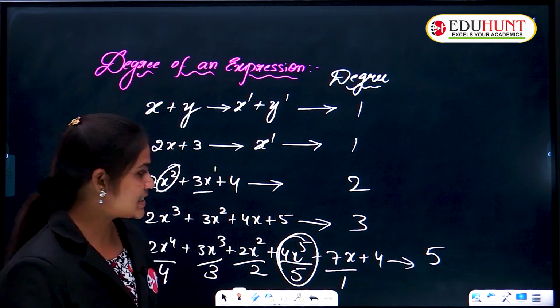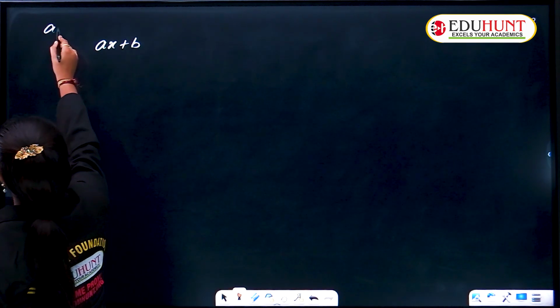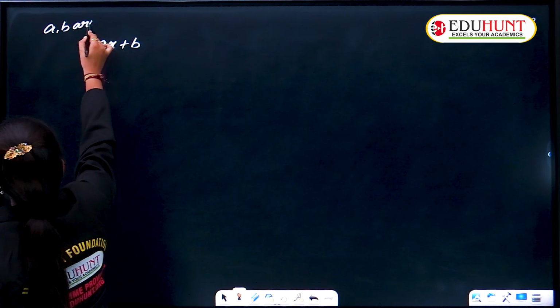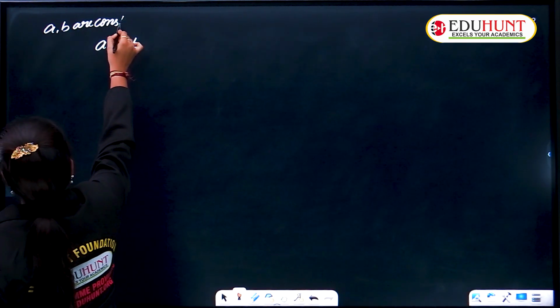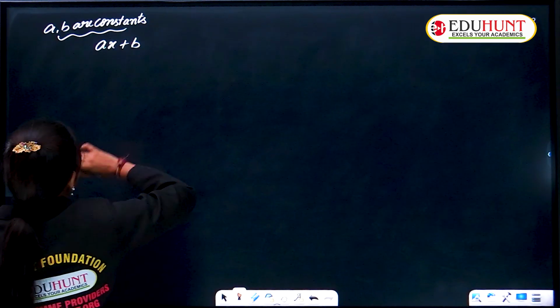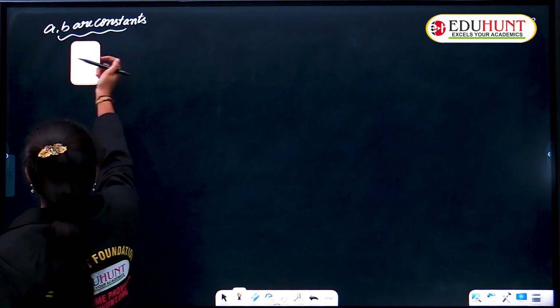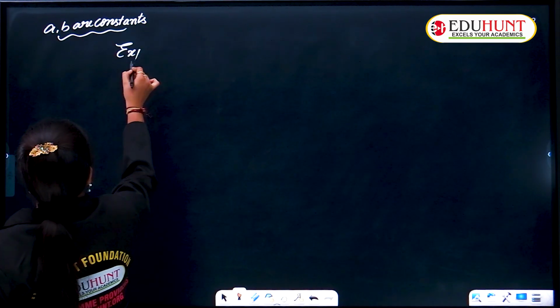Understood? Yes. Now see, from this one what can we observe here? ax plus b. Here a, b are constants. Then what is the degree here? Here I will write the expressions.